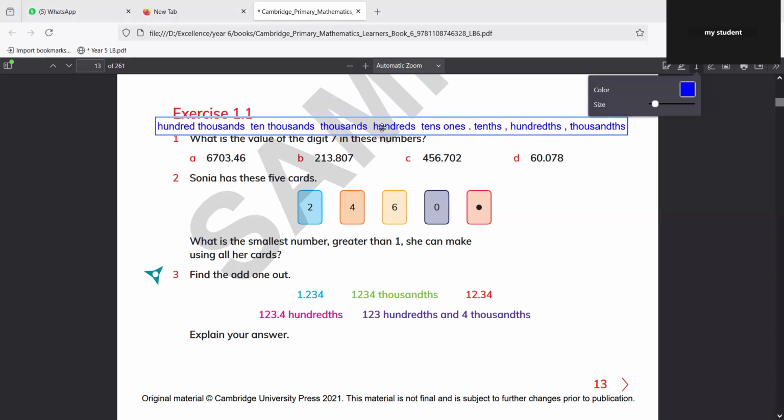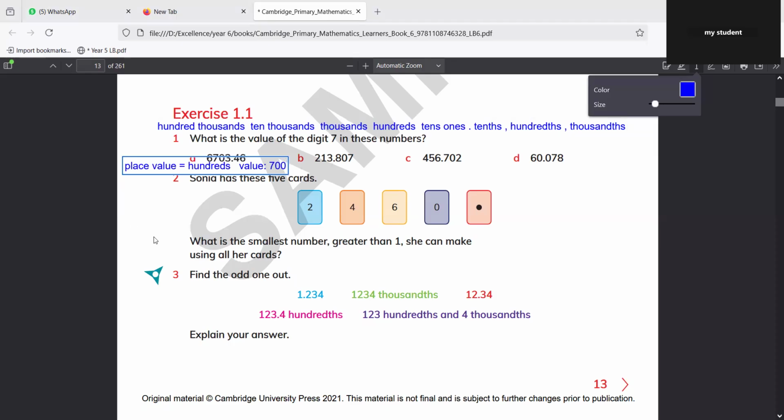So here the question is, what is the value of the digit 7 in these numbers? There is a difference between the place value and the value. If I ask you what the place value of the 7 is, it is hundreds. The place value of 7 is hundreds. So when we're talking about place value, it is different than when we're talking about the value. If I say place value, you say hundreds. But if I ask you what is the value of the 7, you say it is 700.